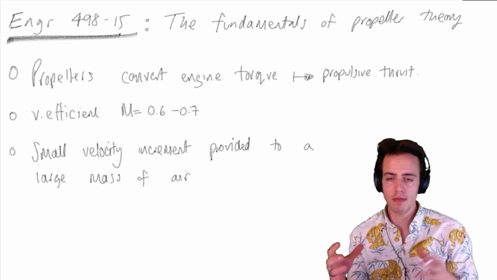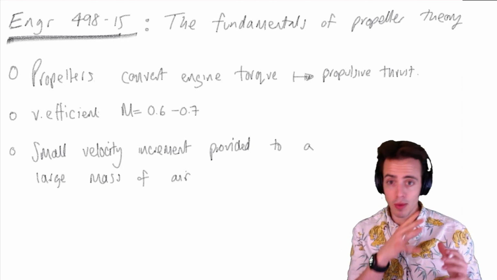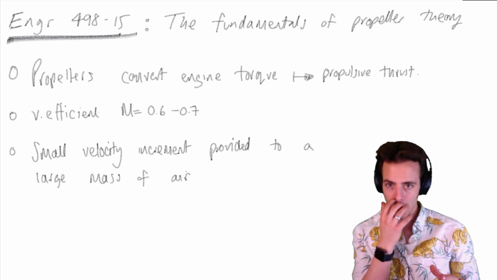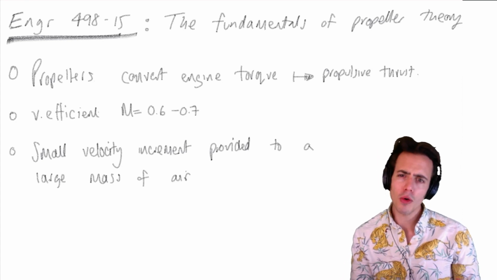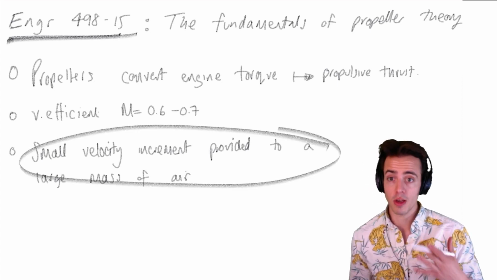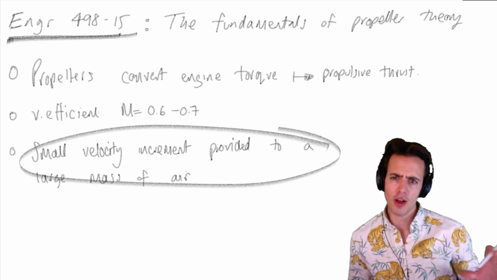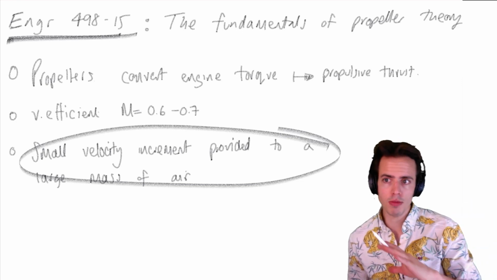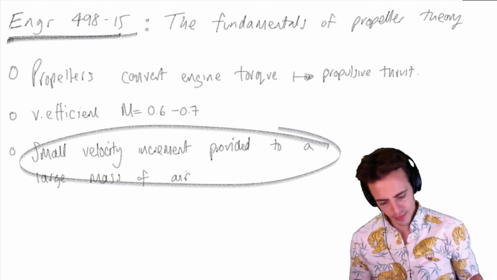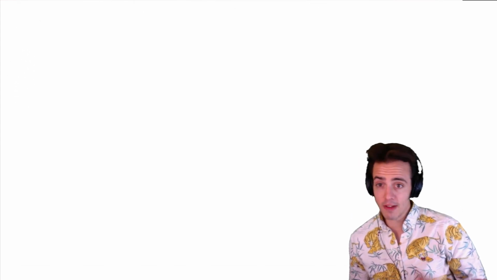So we've got a moderately large mv, and we'll then have a smaller half mv squared, which is the kinetic energy. We'll go more into that a little bit later, but this is the idea about why they're efficient, because of this fact here. By contrast to a turbojet, which provides a very large velocity increment to a small mass of air. So those are our propeller facts. We're going to look at some nomenclature.